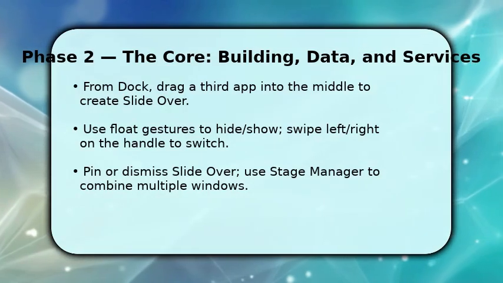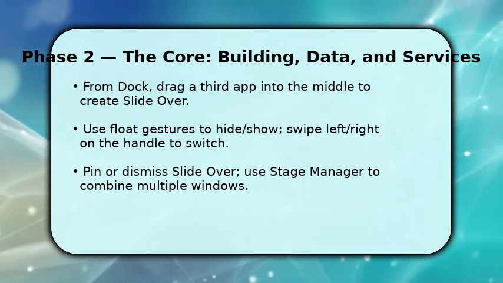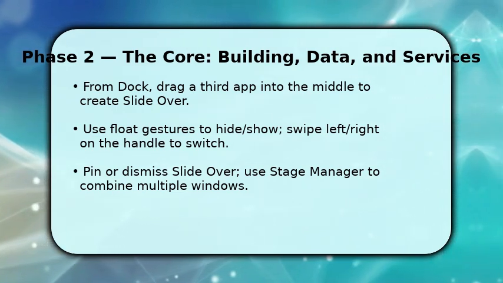Next, add more apps with slide over so you can reference without full focus. Drag a third app from the dock into the center of the screen. It will float over your split view.